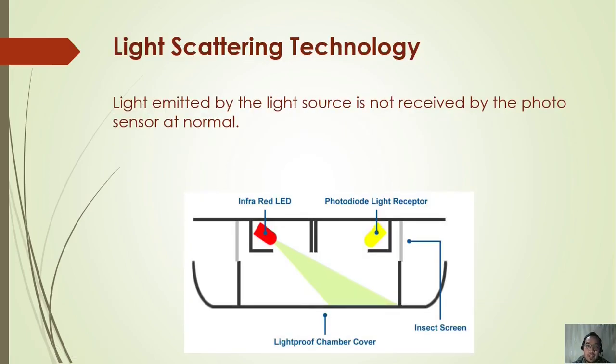So these are the technologies which the smoke detector uses. The first one is light scattering. Why it is called light scattering: the theory is we have this light source, the infrared LED, and we have a photosensor or the photodiode light receptor. Normally, guys, if there is no smoke inside the detector, the light emitted by the light source is not received by the photosensor, like what you will see here in this picture.